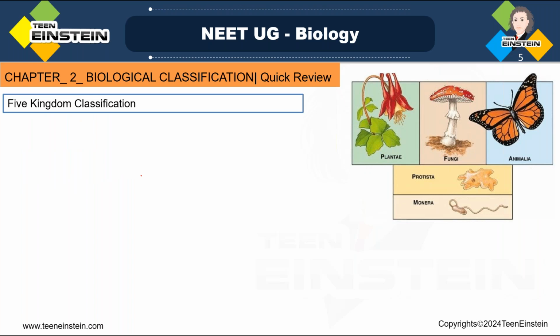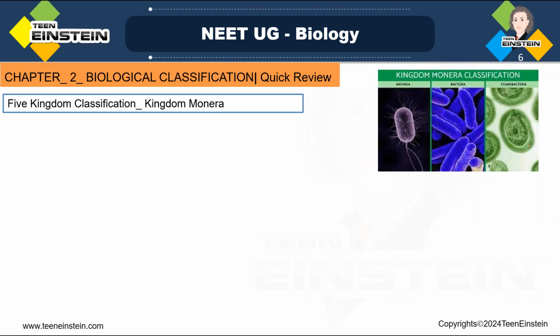Next we discussed the five kingdom classification, which is the most accepted classification system, and it was proposed by Whittaker. In this we are learning about five different kingdoms: Monera, Protista, Fungi, Plantae, and Animalia. These are the five main kingdoms. We have learned about Kingdom Monera, which has two major groups, Archaebacteria and Eubacteria.